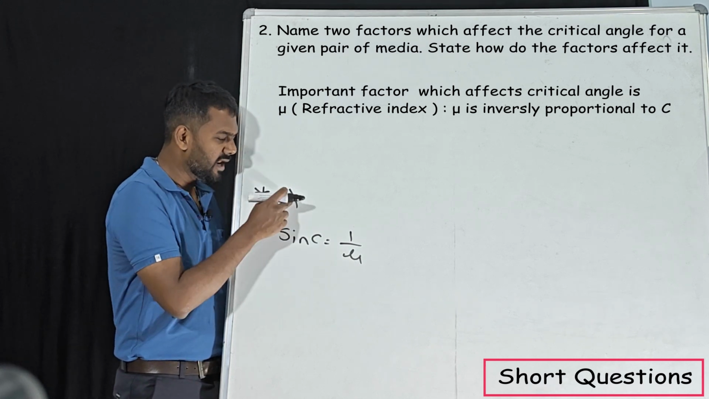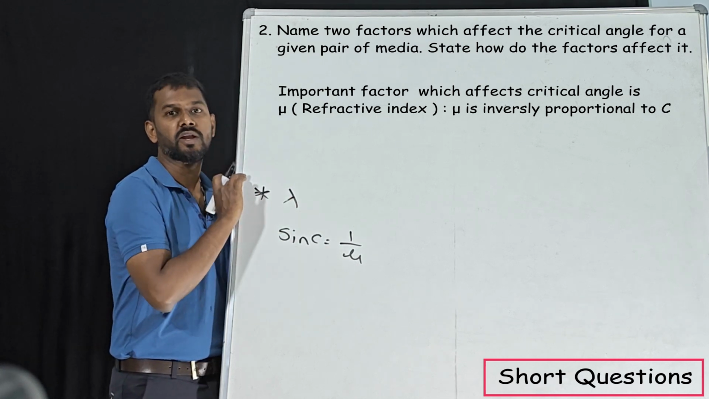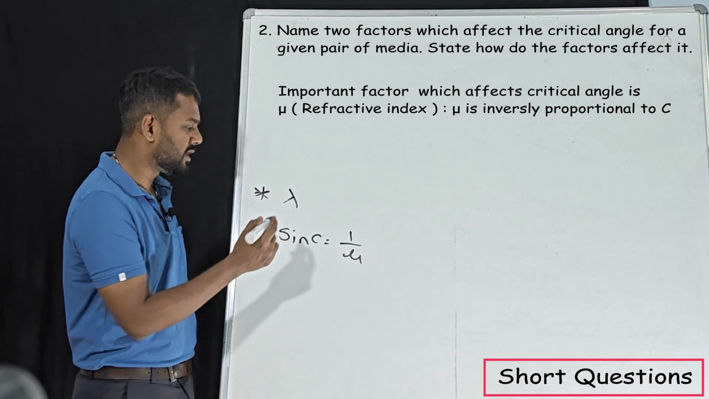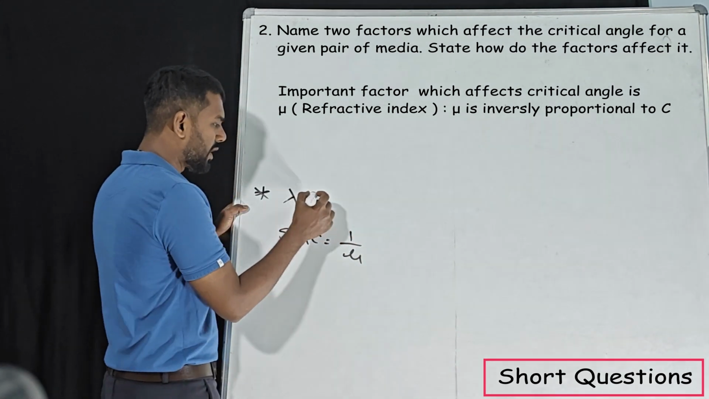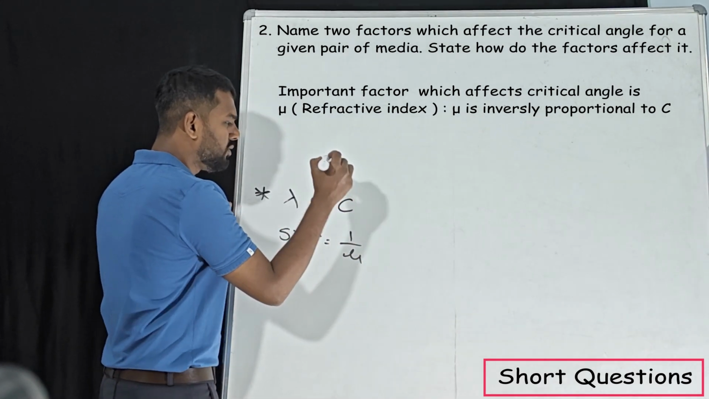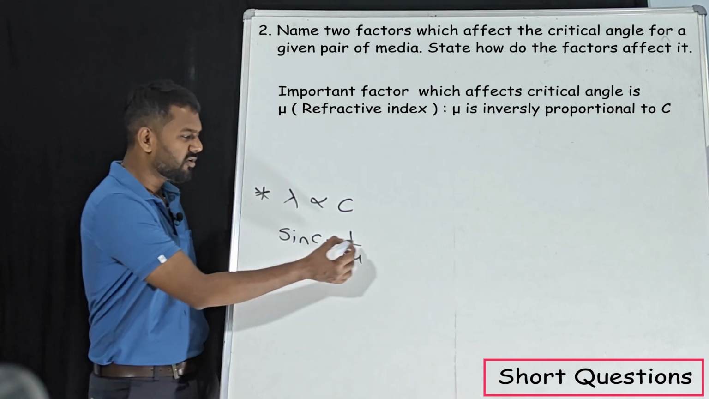So critical angle and wavelength both are friends. Friends means directly proportional. So critical angle is directly proportional to wavelength. Okay, this is how you can understand.